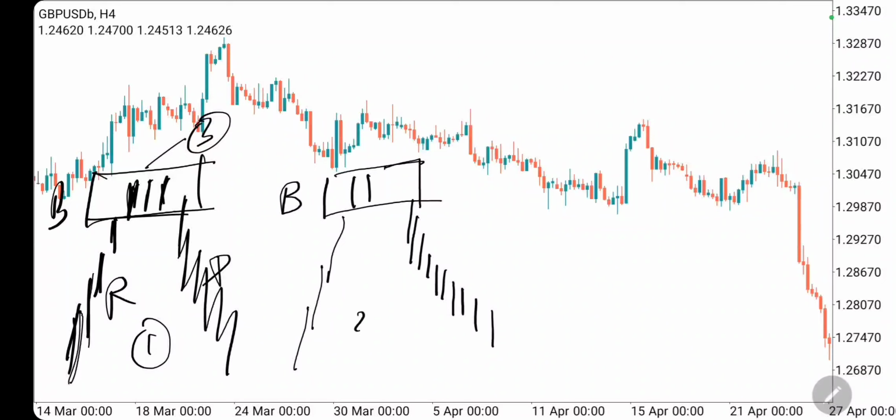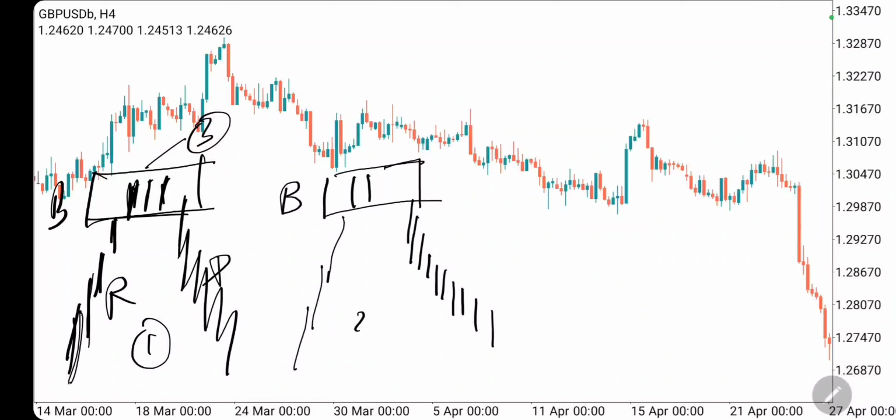Now let me show you a drop base drop. This is a drop base drop supply zone. Okay, this is an example of a drop base drop supply zone. All right, so price could come up to this point and do what? And sell. So that is the example.